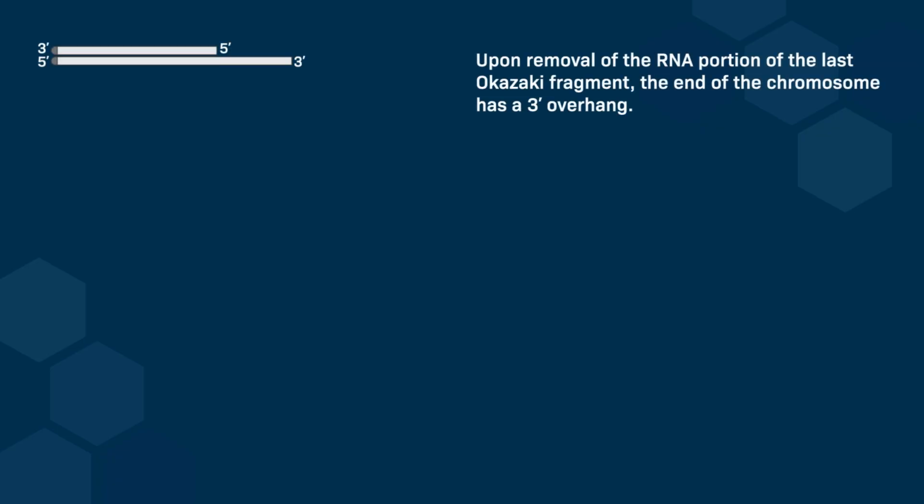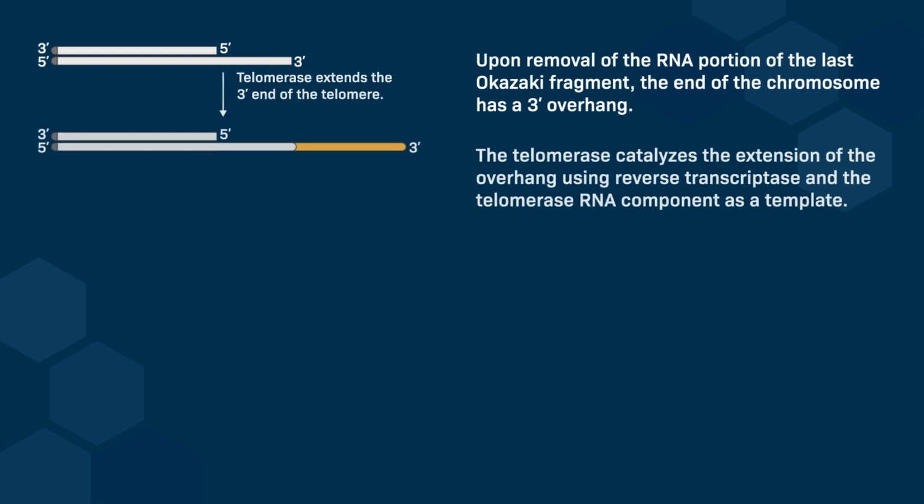Let's go over the role of telomerase in eukaryotic DNA replication. After the removal of the RNA primer from the last Okazaki fragment, the 3' end of the chromosome, corresponding to the leading strand, has a 3' overhang. This overhang is longer than the 5' end of the chromosome. Telomerase extends the 3' overhang by adding multiple repeats to the leading strand end.